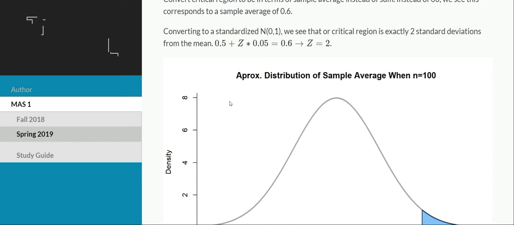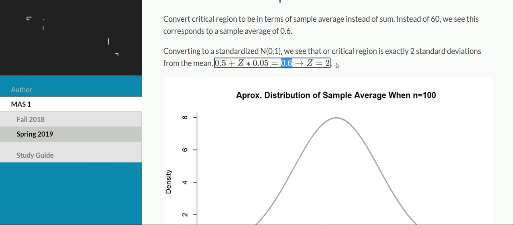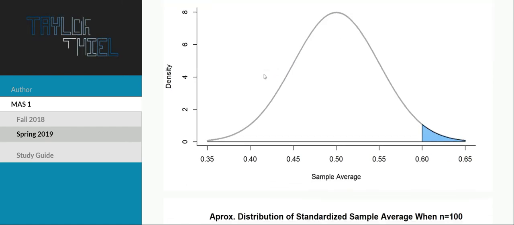Next we want to know, okay, we have this critical region in the problem defined as greater than or equal to 60. Well, if we want to convert that to a sample average, that's just equivalent to having a sample average of 0.6. And then what we can do is say, okay, well, if we have a mean of 0.5 and a standard deviation of 0.05, how many standard deviations away is 0.6? That way we can get it to a normal 0, 1 curve and use our z table. So here is just solving for z, and we see that z is 2 standard deviations.